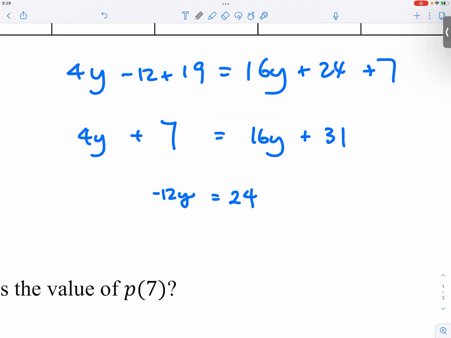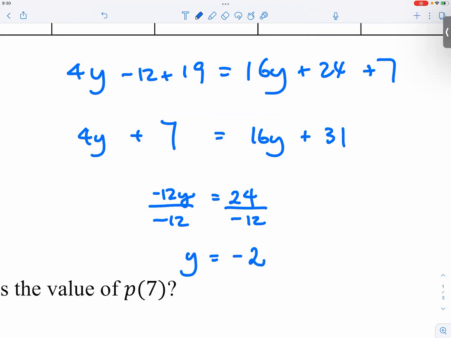You will, again, do what? Divide by -12 because you want to solve for y. You want to get y by itself. And you want to divide by -12 because what's the relationship between -12 and y? They are multiplying. So you do the opposite, which is dividing. Okay, make sure you have a little argument in your head, so that you know why it's equal to -2.